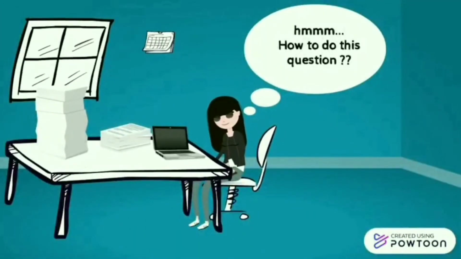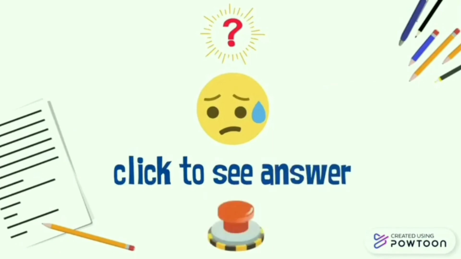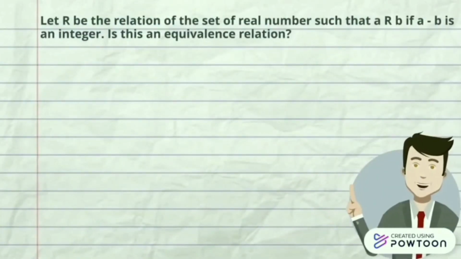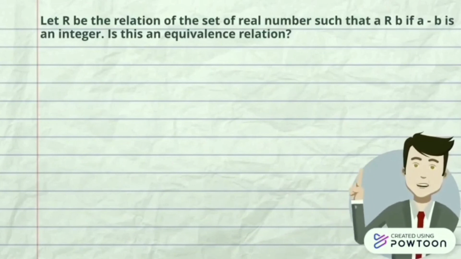How to do this question? So, let's take a look together at how to solve the question. Question number 1. Let R be the relation on the set of real numbers such that A R B if A minus B is an integer.